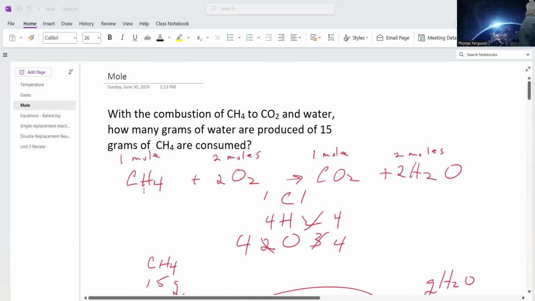In Unit 4, we're going to be doing problems like this. Combustion of methane, CH4, to carbon dioxide and water. How much water is produced if 15 grams of methane are consumed? That's a Unit 4 question. But we've got to build to that. And there are two main parts to that question. One is the chemical reaction, which we're going to talk about tomorrow, and also the concept of the mole. And the word mole comes from the word molecule.